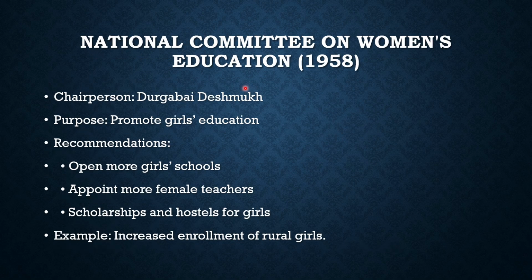National Committee on Women's Education 1958. The National Committee on Women's Education was set up by the Government of India in 1958 to examine the condition of girls' and women's education in the country. And it was chaired by Dr. Durgabai Deshmukh, a freedom fighter and social reformer. And what was the purpose of this committee? The purpose of this committee was to find out why girls' education was lagging behind and suggest ways to improve it.